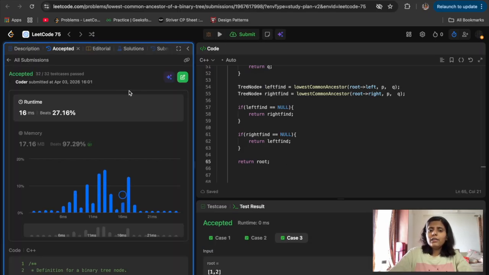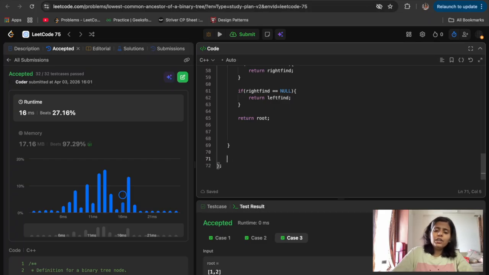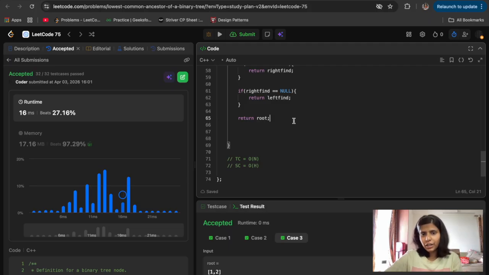It is accepted. And what will be the time complexity for this? As we are visiting every node, the time complexity for this will be big O of n. And what will be the space complexity now? You can tell me what will be the space complexity? For now, the space complexity will be big O of h. Big O of h means what? As I am solving this question using recursion, internally it uses a stack. On the stack, how many calls will be there? The number of calls is equal to the height of the tree. So big O of h.